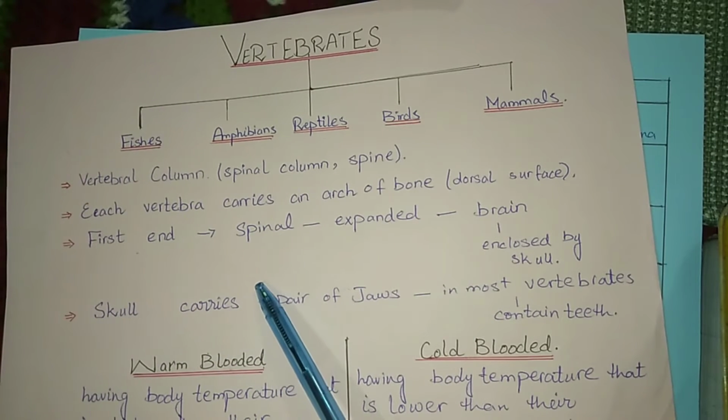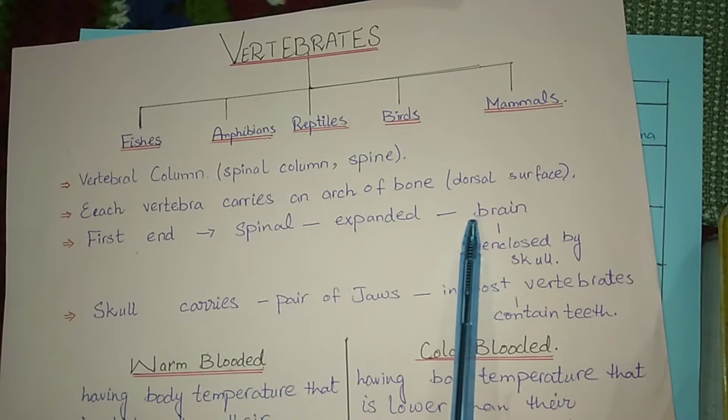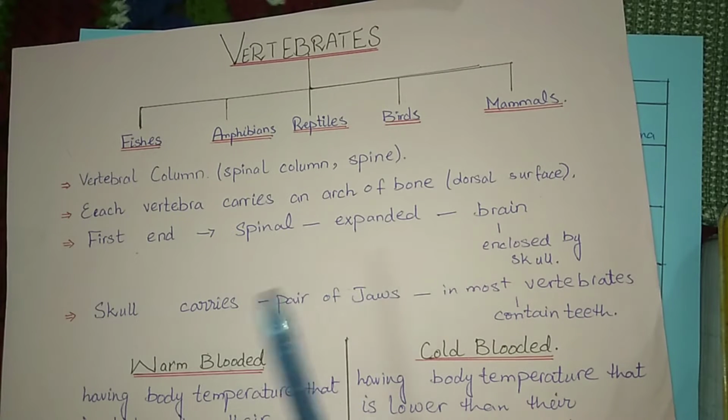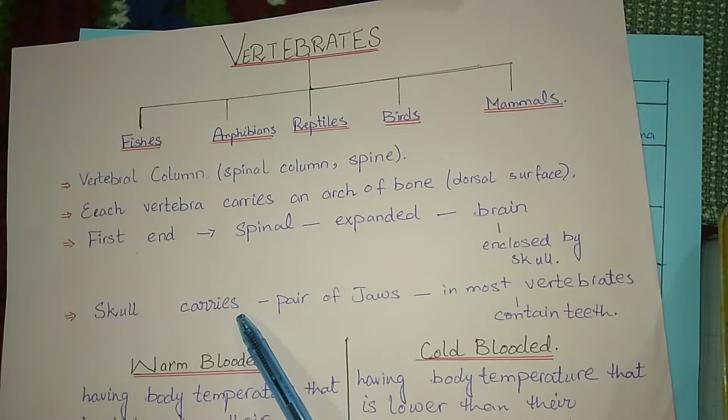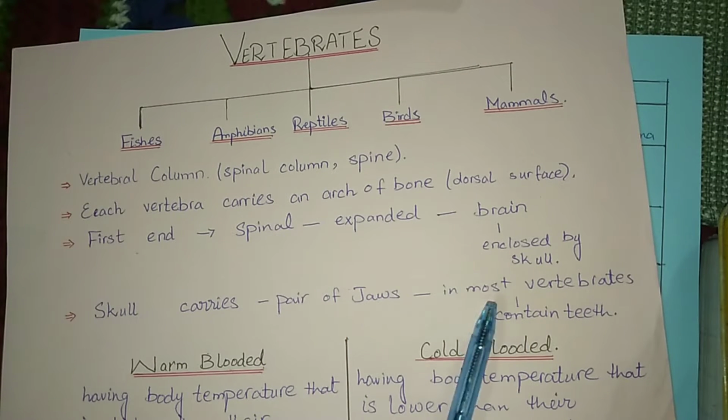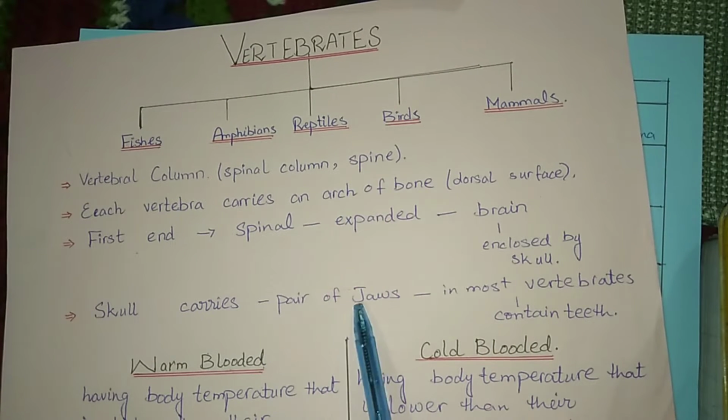The first end of the spinal cord is expanded to form the brain, and the brain is enclosed and protected by the covering of the skull. The skull carries a pair of jaws, which in most vertebrates possess teeth. All right, so these are the basic characteristics of the vertebrates.